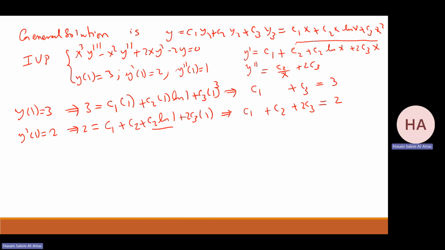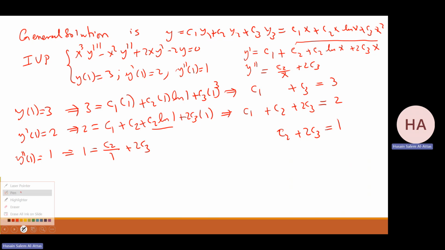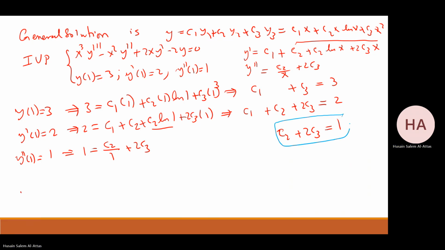Okay. Now let me move to the last one. Y double prime equal 1 at 1. So substitute. I have 1 equals C2 over 1 plus 2C3. So I have C2 plus 2C3 equals 1. I need to solve these three equations. Try to do it any way you like. Maybe there is a quick notice. This is 1, which is similar to this.